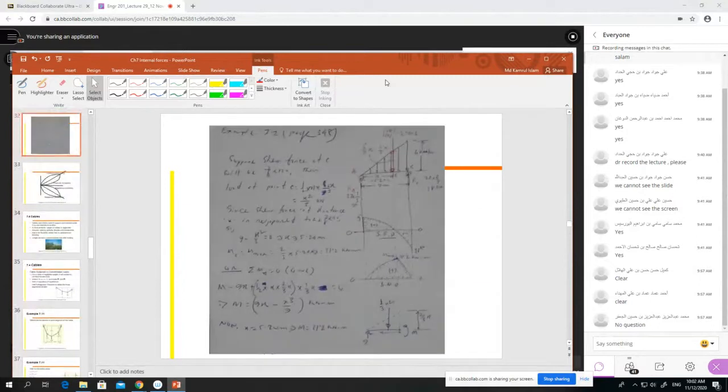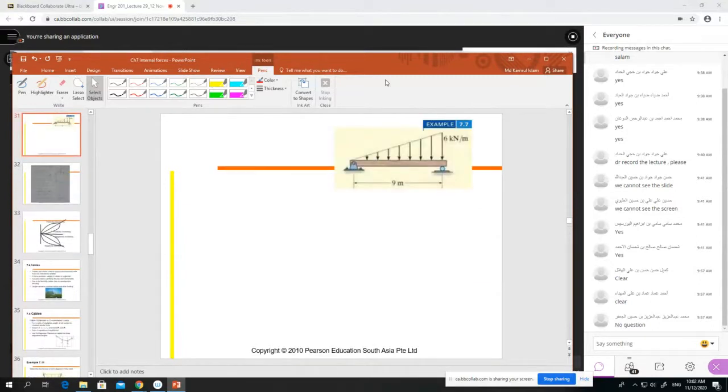I will try to show you this one. Okay, example 7.7 in your book. You see that it is a triangle. This is a triangular load. It is called the uniformly varying load.